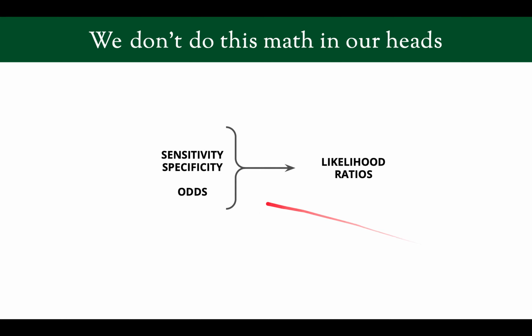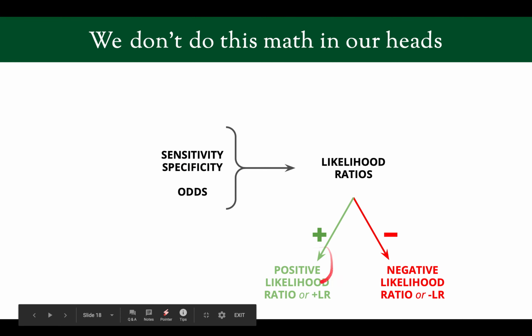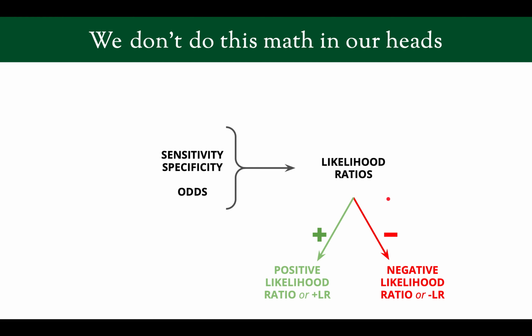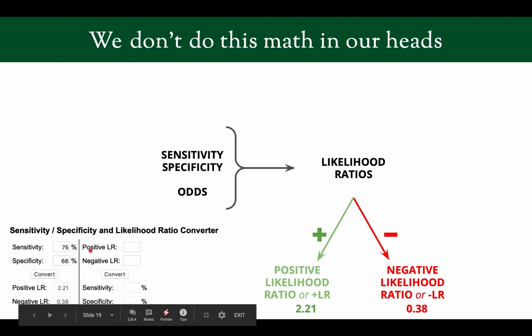We can take something called likelihood ratios, and the way we're going to do it is take the sensitivity and the specificity and the odds and blend it all together into these likelihood ratios. You're going to get a likelihood ratio for when a test is positive, or the positive likelihood ratio, and a likelihood ratio for when the test is negative, or the negative likelihood ratio. There are formulas that allow you to calculate this, but we're not going to go over that. Just go find something on a website that'll do it for you.